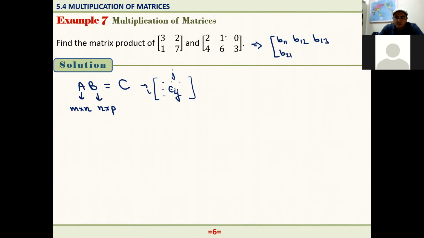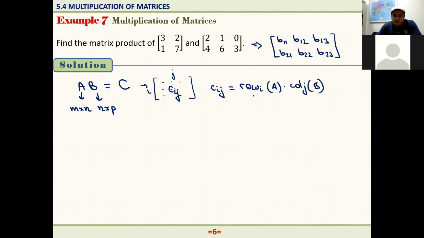The 6 in the second row, second column is B22. And this 3 is B23. And by writing IJ, I mean the IJ entry of C. That means the entry in the I-th row and the J-th column, or at the intersection of I's row and J's column. To get this entry IJ, we need to multiply row I of A by column J of B.